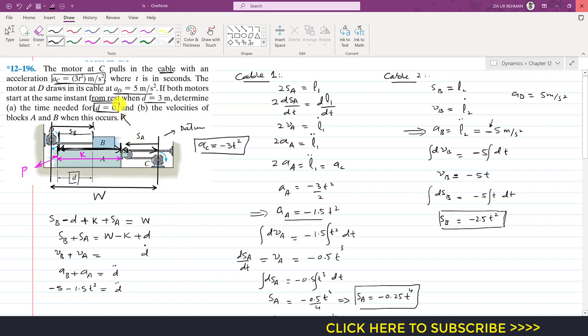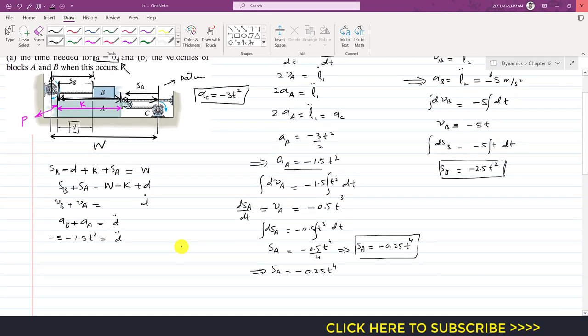But in the problem statement, we need to have an equation in terms of SA, SB, and D, since the initial conditions are given in terms of this D and time, right? So we know AB, we know AA, but we do not know the rate of change of D, the relative distance between block A and block B. So we do not know the relative acceleration between block A and block B, but we are given the relative distances between block A and block B, right? So now for that we need to establish an equation which will relate SA, SB and D, or we need to have an equation in terms of T and D, right? So that will give us the solution.